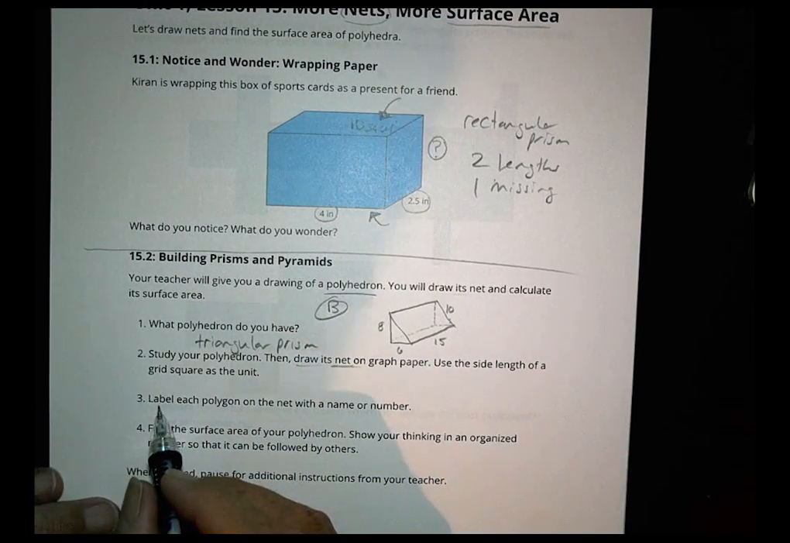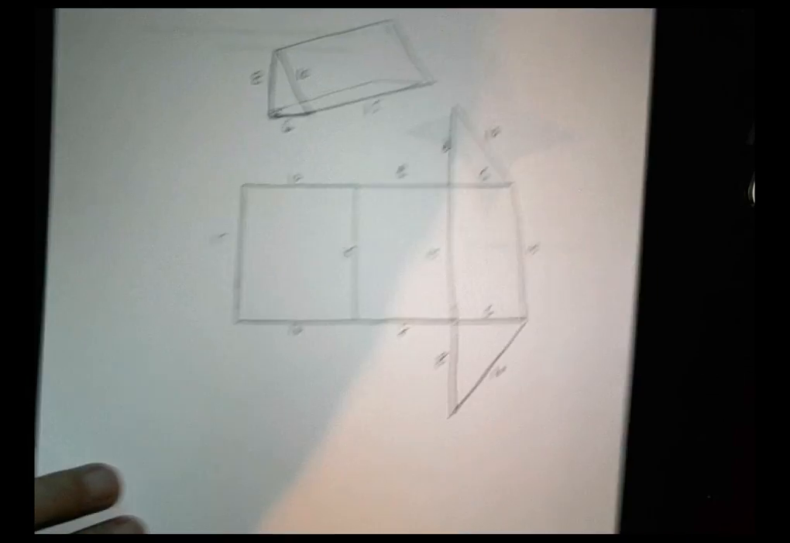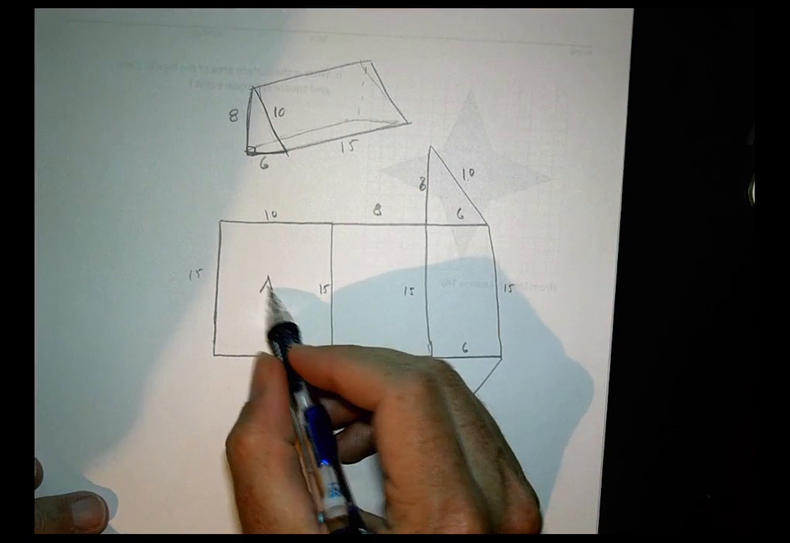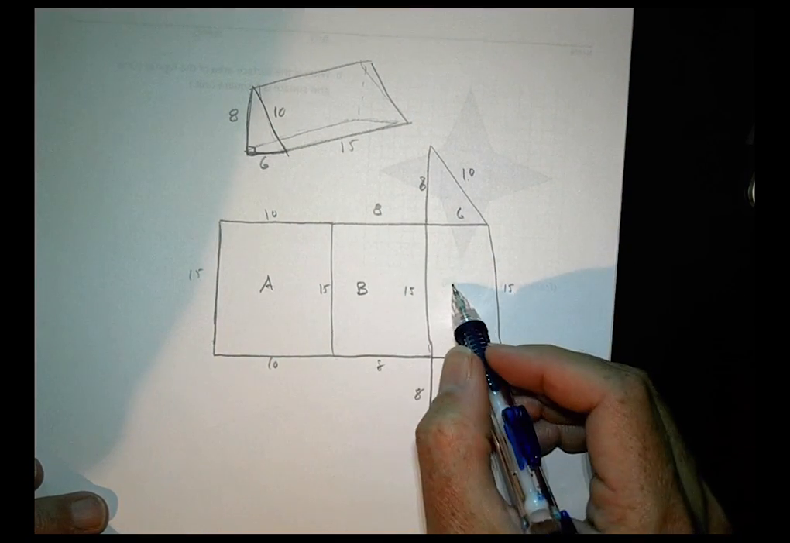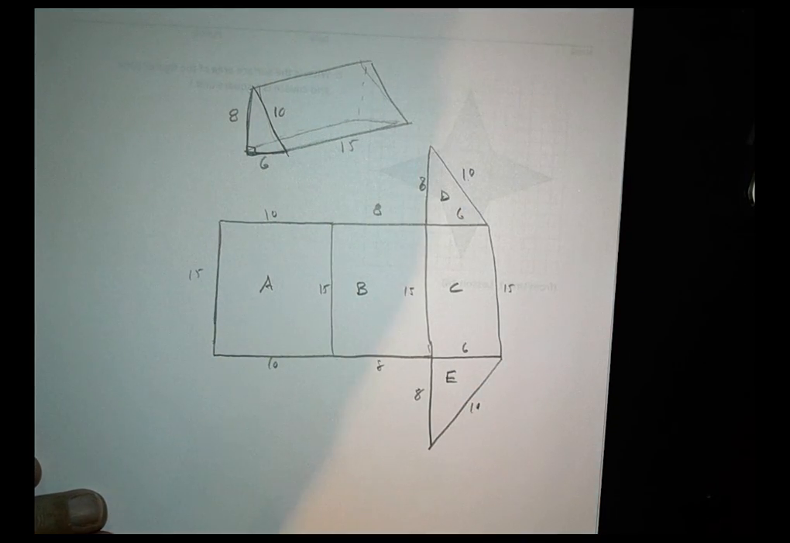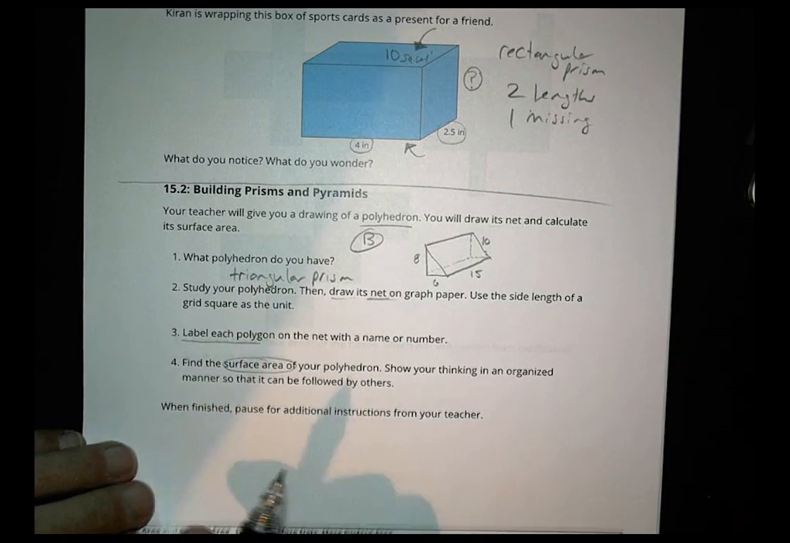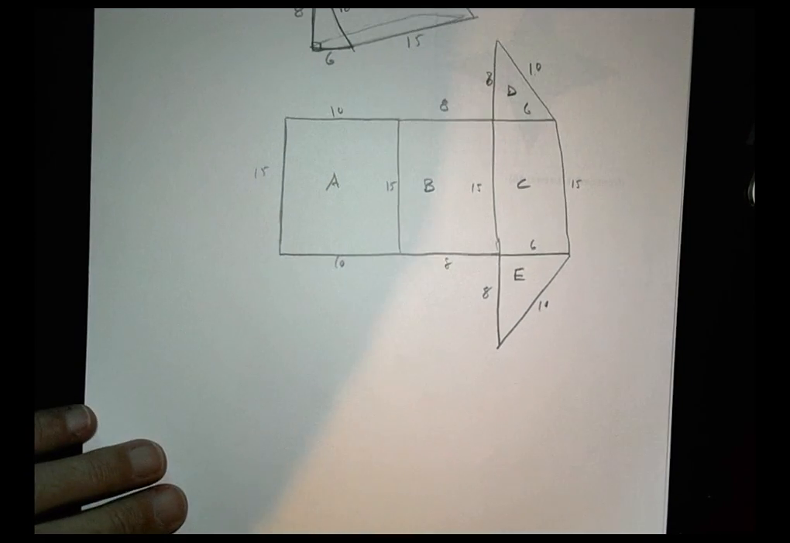It says for number 3, label each polygon on the net with a name or a number. Alright, so we come back over here, and we can call this part A, part B, part C, part D, and part E. Okay. And then find the surface area of your polyhedron and show your thinking in an organized manner so it can be followed by others. Alright, so let's look at the surface area.